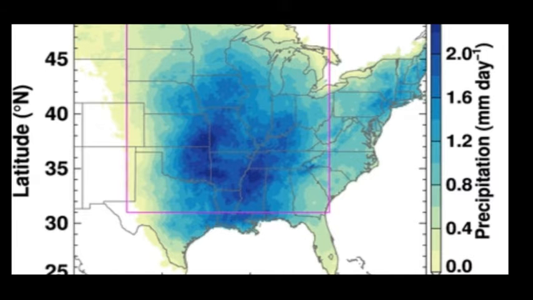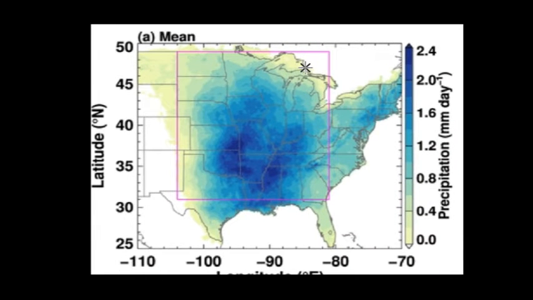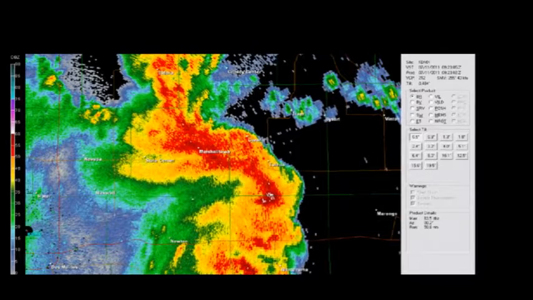This is a diagram of where MCSs are most common. This is a quantitative study there. And you can see that they're most common in Kansas and Oklahoma, in western Missouri. And then here's one more look at MCS.